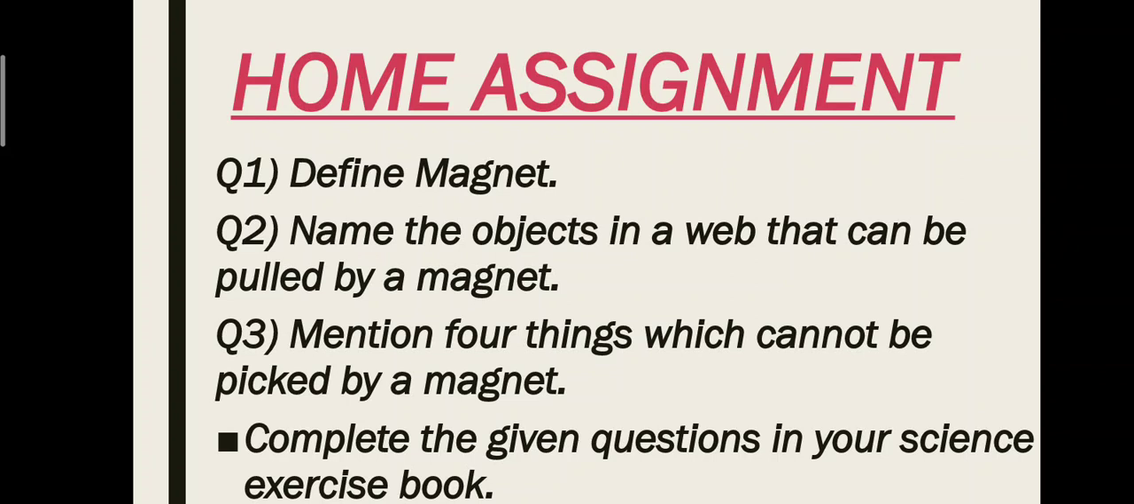Then the second question is name the objects in a web that can be pulled by a magnet. First of all write down the question with blue color, then make a web with blue color on a line page, and write down the names of those objects which are attracted by a magnet. Then the third question is mention 4 things which cannot be picked by a magnet. Write down those 4 things line by line, 1, 2, 3, 4, those 4 things which a magnet does not attract. All the questions and answers are shared with you in your slides. I hope you all get my point. Complete these given questions in your science copies.